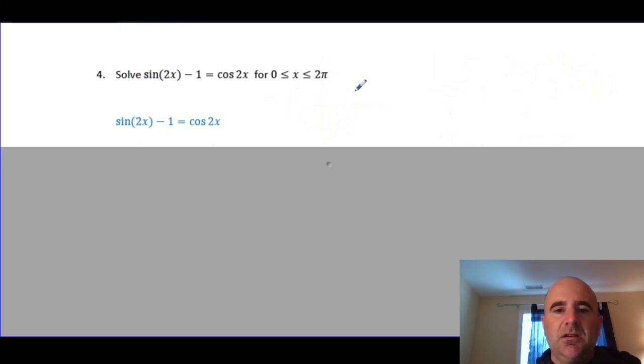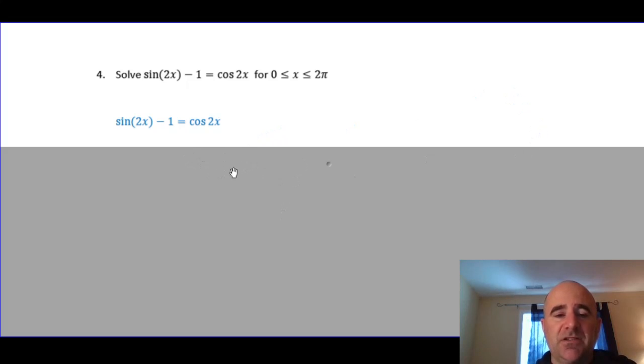Okay, our last simple solving equation, although this one isn't simple. In fact, this one has a little bit of a trick in it that makes it worth looking at. So sine 2x minus 1 equals cos 2x. And we're just going to solve between 0 and 2 pi. How do we get started here? There's no obvious way to get started. You notice that you have a double angle, but they're both double angles. So sometimes that's not a bad thing.